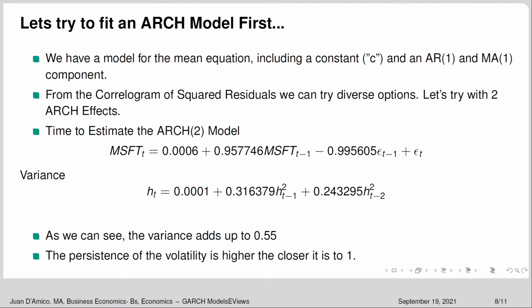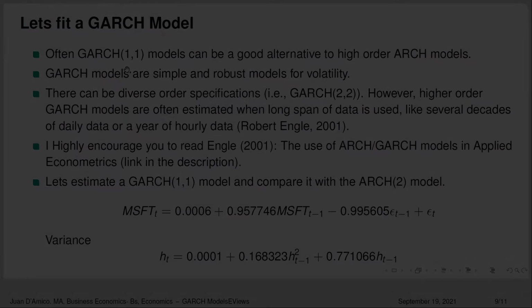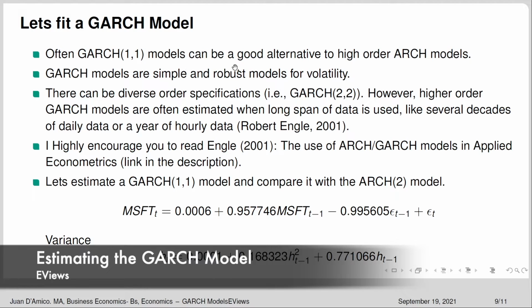So 0.55 is in the middle, and as I mentioned, if it was closer to 1, that's going to say that the volatility periods are going to be very persistent. So now let's move into the GARCH estimation. Often GARCH(1,1) models can be a good alternative to high-order ARCH models.